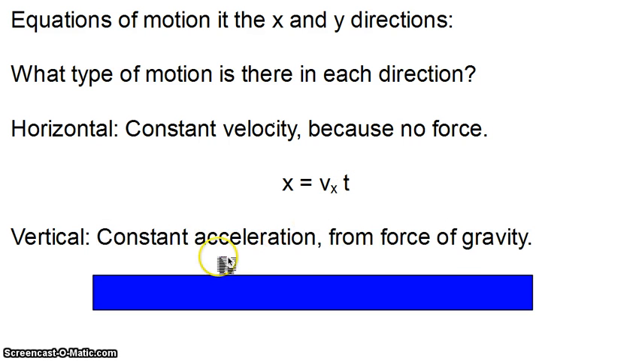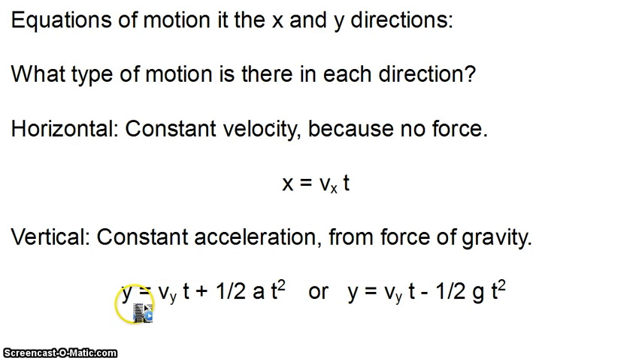In the vertical direction, we have constant acceleration. The acceleration comes from the force of gravity. This gives us the equation of motion we've always used: y equals vyt plus 1/2 at squared. Or if you use the value of g for acceleration, y equals vyt minus 1/2 gt squared. Just putting a positive 9.8 in for g, but it is negative overall, so that's where that minus sign comes from.